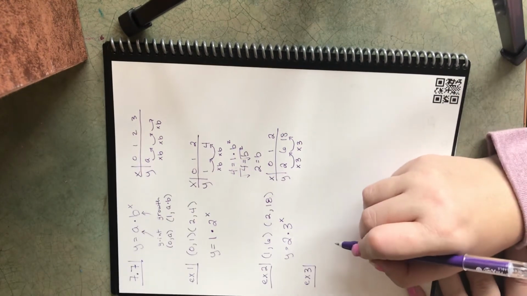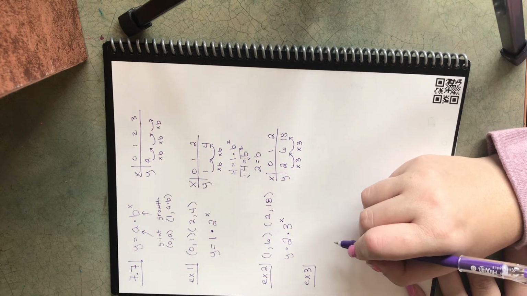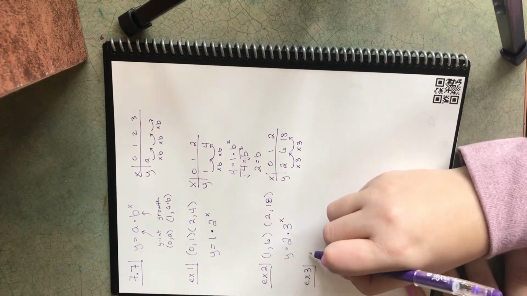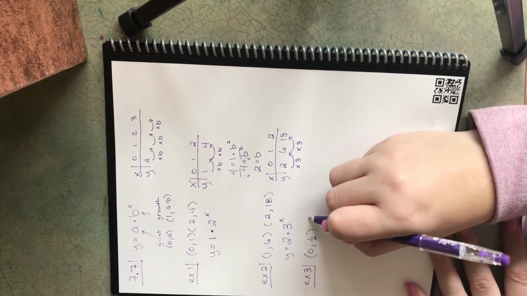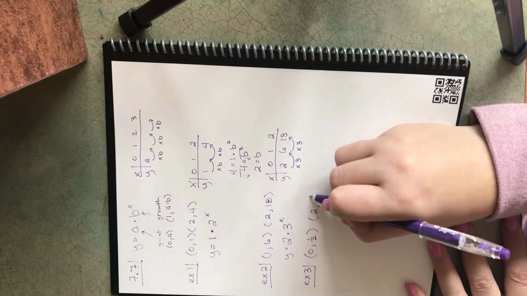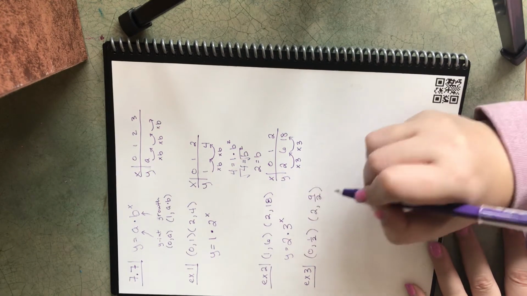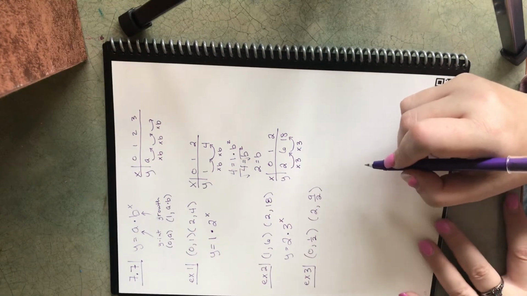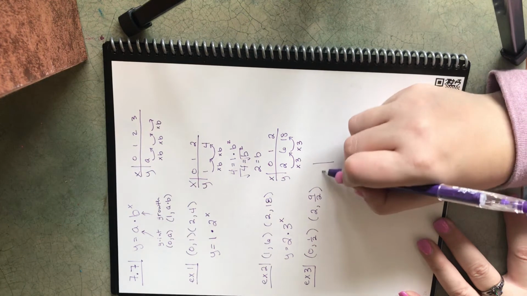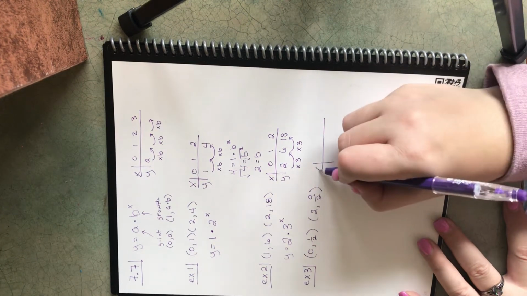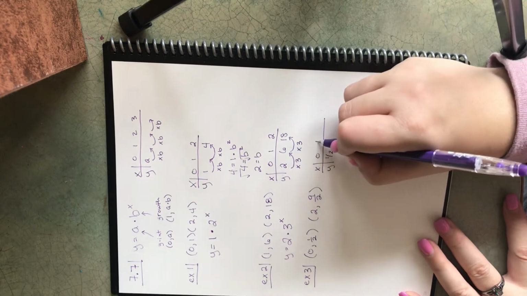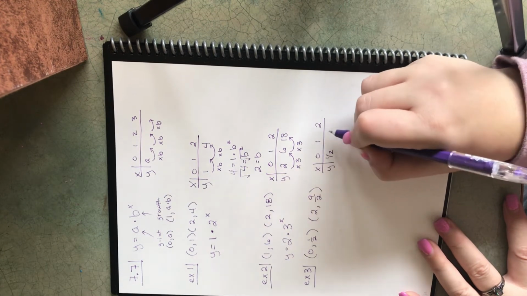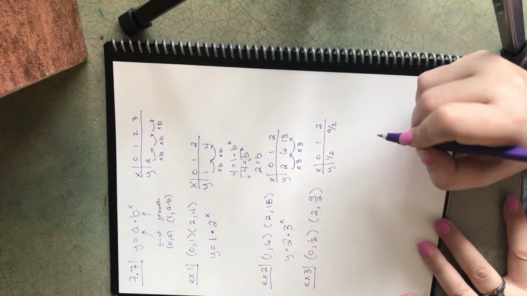Example 3. Let's go with this one. We have 0, 1/2, and we have 2, 9/2. Okay. So again, I'm going to make my table: x, y, 0, 1/2, 1, we don't know, 2 is 9/2.